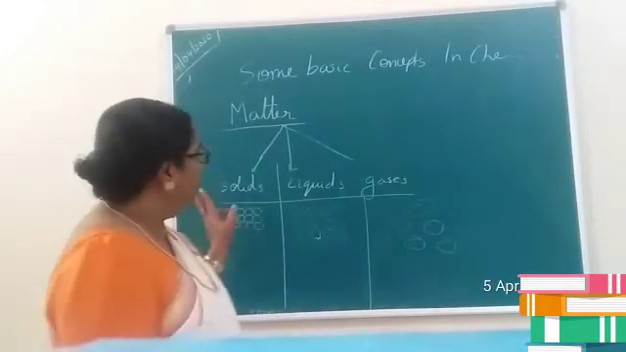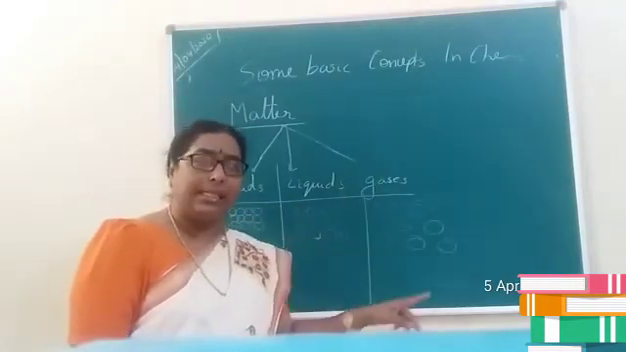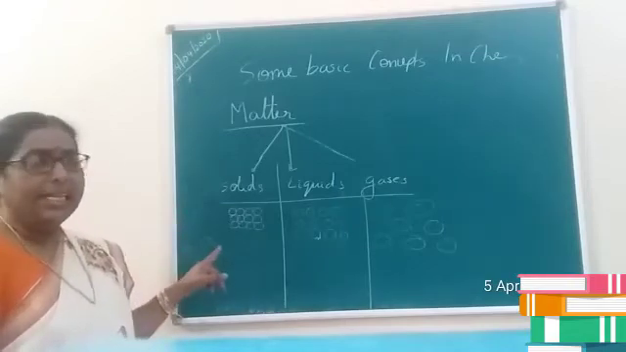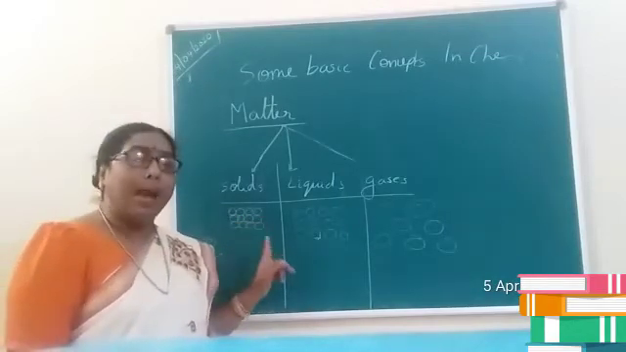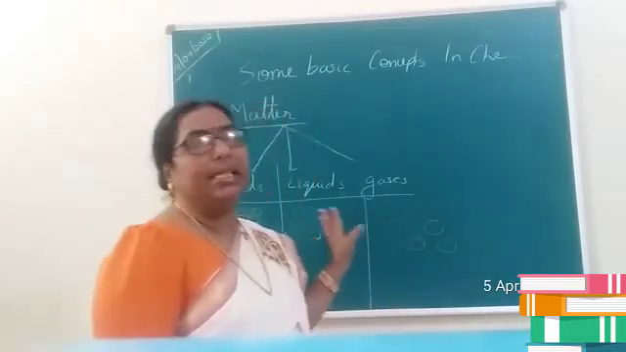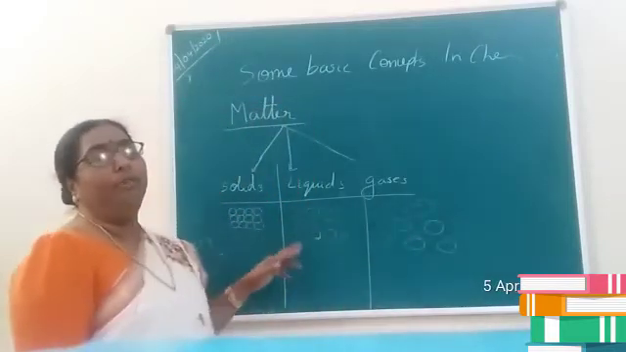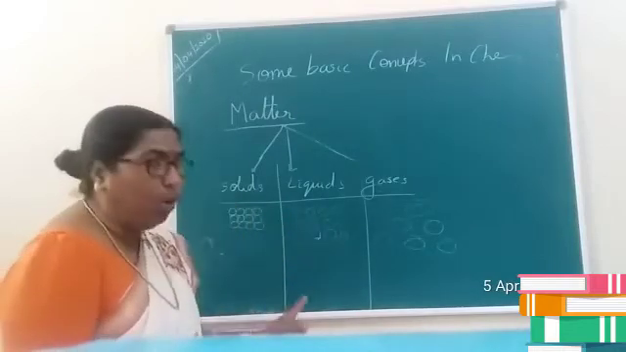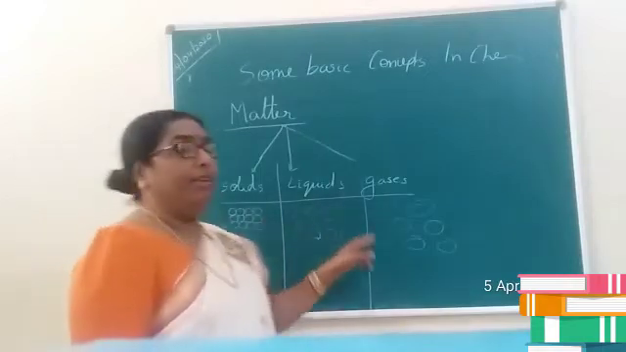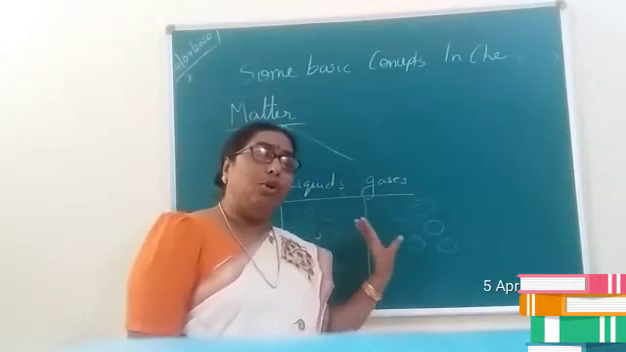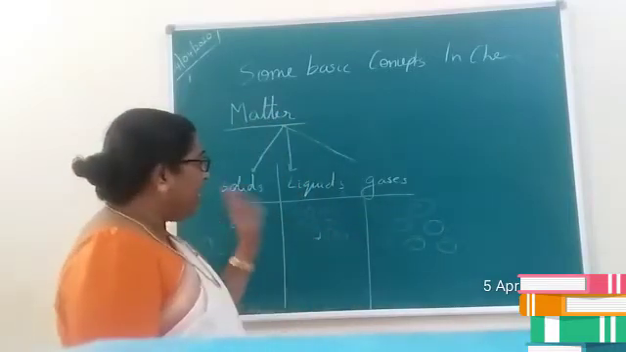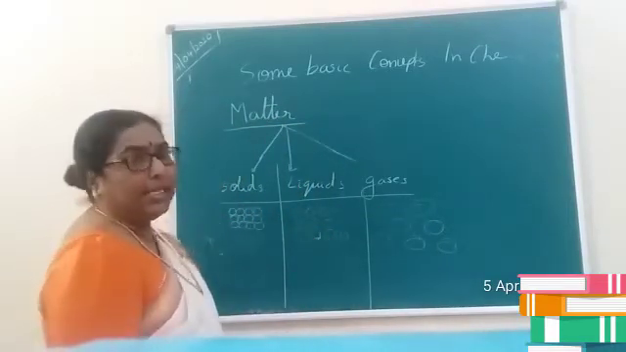So when we compare the properties of solids, liquids and gases, we can say that in solids, intermolecular space is the least and intermolecular force is maximum. In case of liquids, intermolecular space is more and intermolecular force is less compared to solids. And in gases, the intermolecular space is maximum and intermolecular force is least compared to solids as well as liquids.